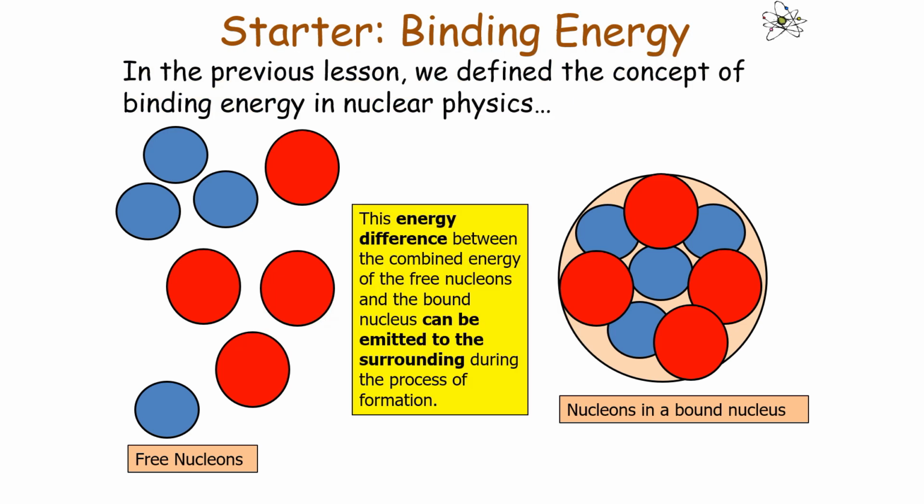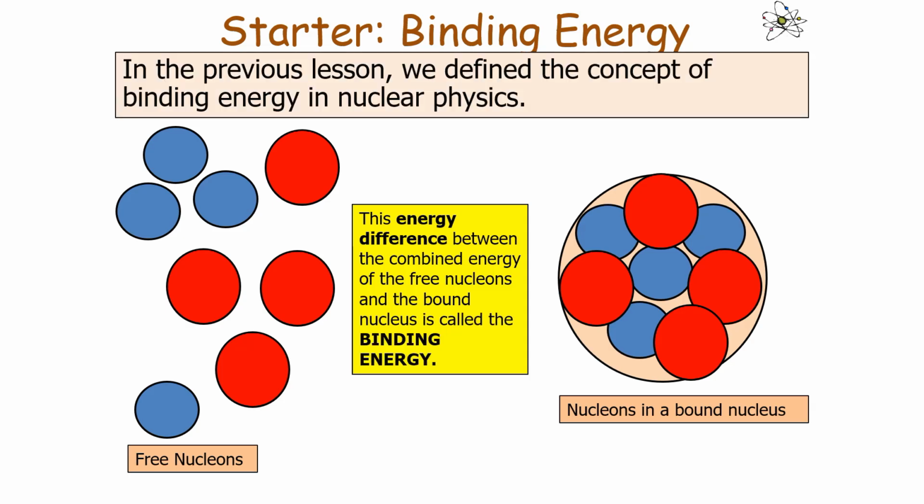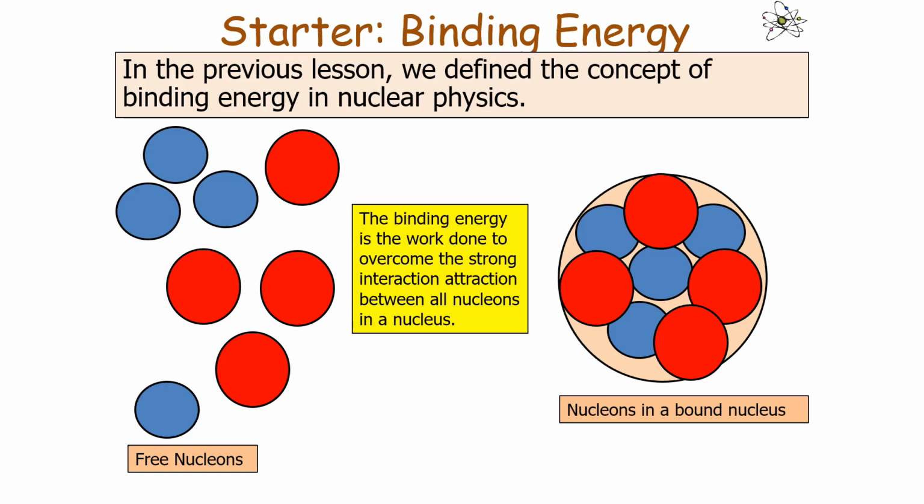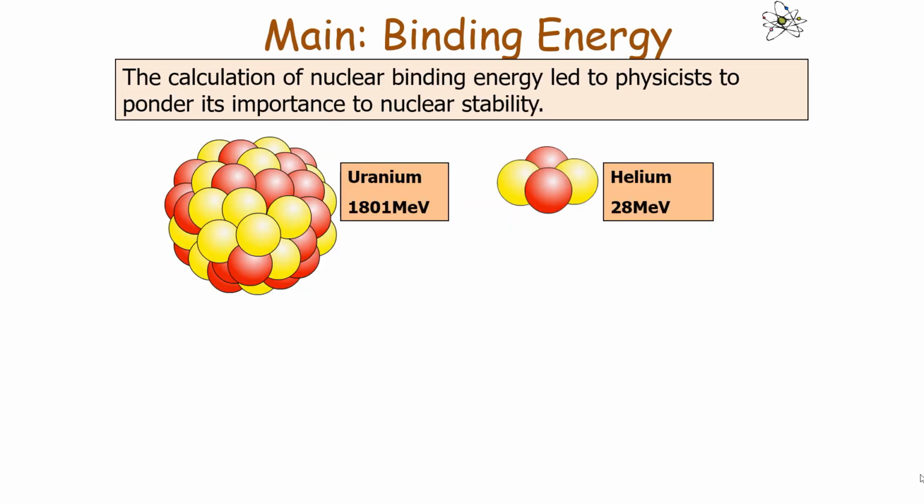Now this energy difference between the combined energy of the free nucleons and the bound nucleus can be emitted to the surroundings during the formation of the nucleus. This energy difference is called our binding energy. So the binding energy is the work done to overcome the strong interaction attraction between all nucleons in a nucleus. It is the energy needed to separate all of the nucleons in a nucleus into separate nucleons. We're now going to consider why this is so important.